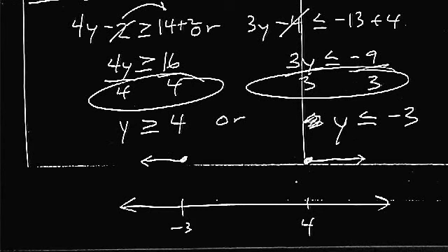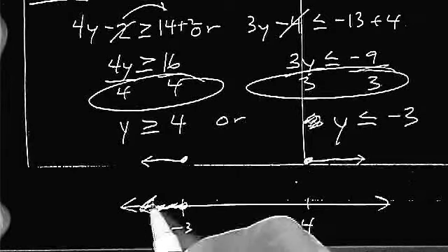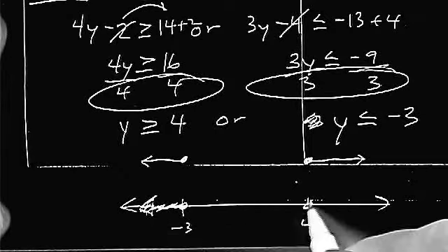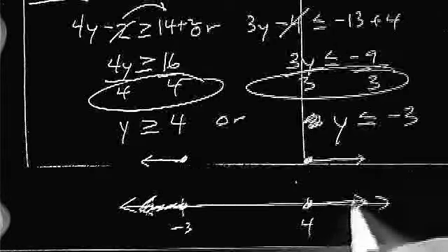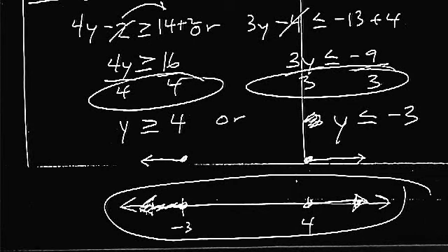Or means to put all the pieces together. So take all of these values from this one and all of these values from this one and put them in one group. So that's my final answer.